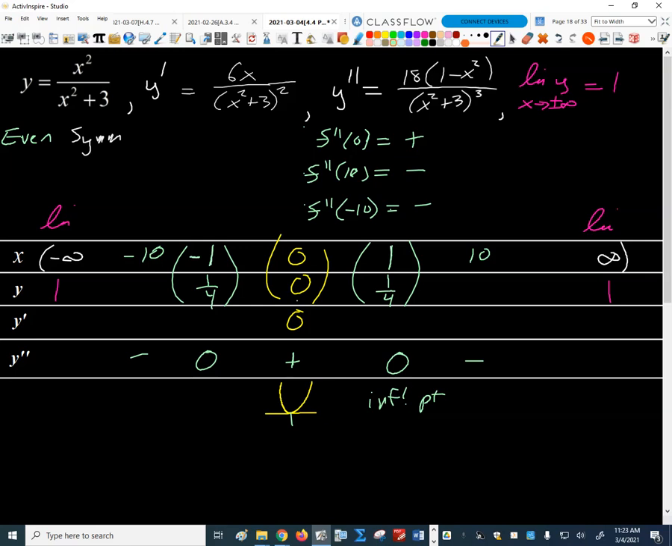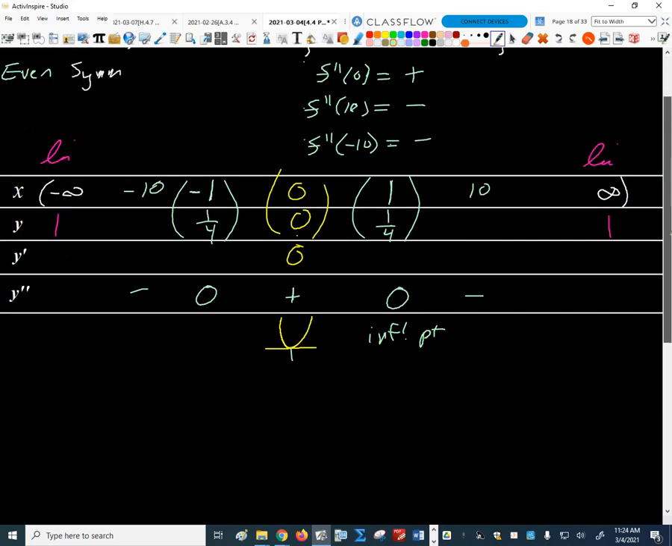Does that make sense? Everything on the y row and the y double prime row has to look the same. The concavities have to be the same, don't they? If I'm going to fold this thing over, if it's concave up to the right of the y-axis, it has to be concave up to the left of the y-axis also, okay? So we could kind of finesse our way through that. Do you have to? No, you don't. You can just fill in the table and not even use the symmetry if you don't want to, but it's there, okay?